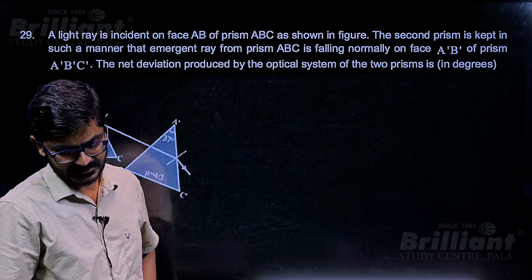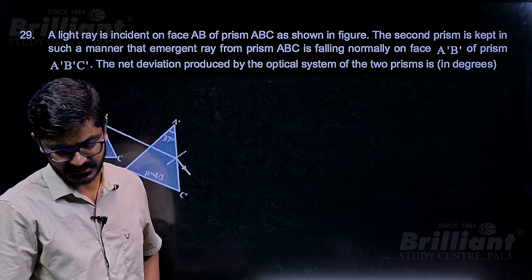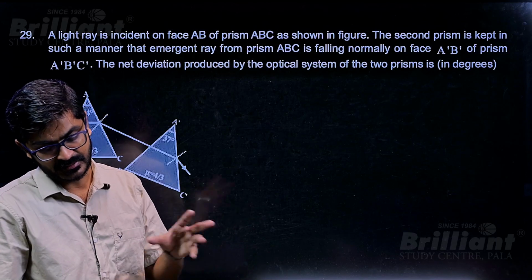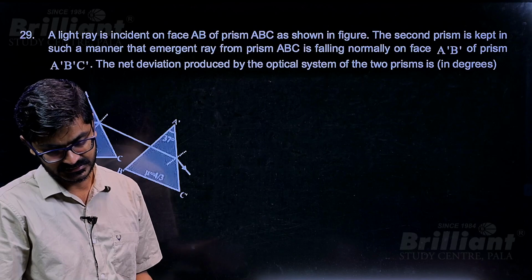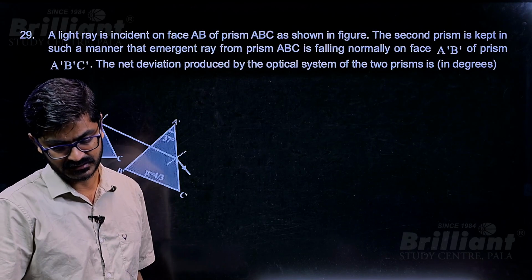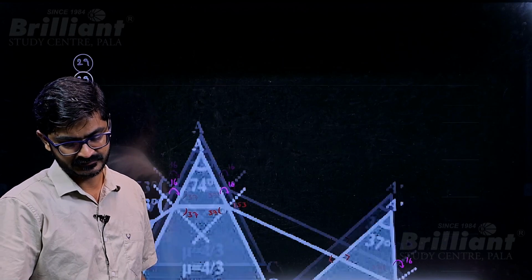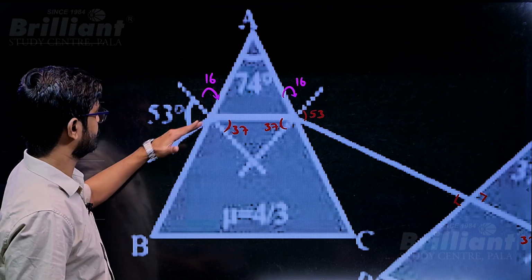A light ray is incident on face AB of prism ABC as shown in the figure. The second prism is kept in such a manner that the emergent ray from prism ABC is falling normal on face A'B' of the prism A'B'C'. What is the net deviation produced by the optical system of the two prisms, in degrees? So basically it is going like this.